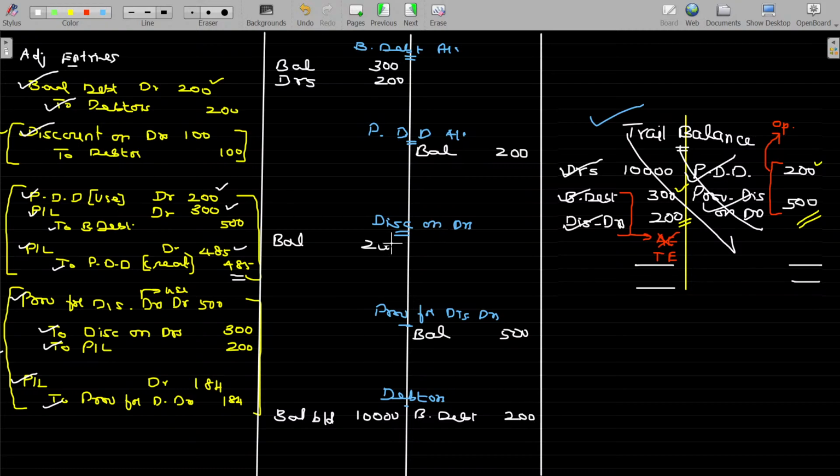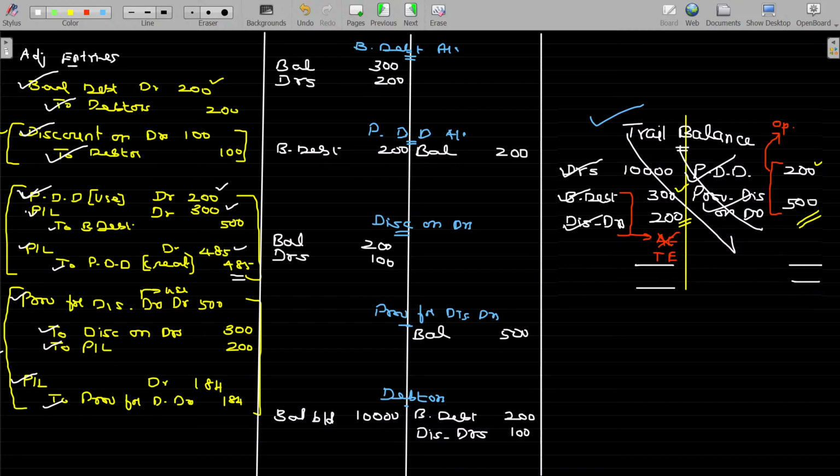Discount on debtors, so we have to open the discount on debtors account. To debtors 100. In debtors, by discount on debtors, the value being 100. And PDD account, to bad debt 200 rupees. In PDD, its value should be posted, the opposite term should be used. Don't get confused. The opposite number should not be taken.